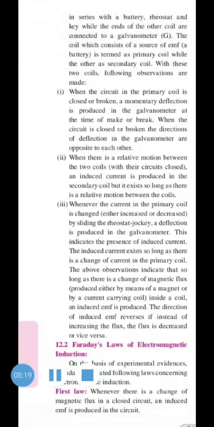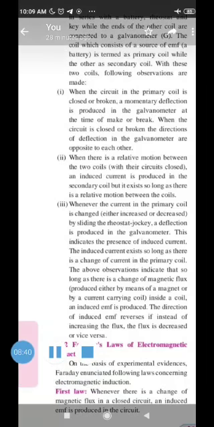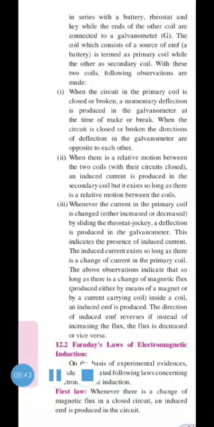Therefore the above observation results in this: so long as there is a change in magnetic flux inside the coil, an EMF is induced, and the produced EMF is called induced EMF. The direction of induced EMF reverses if, instead of increasing, the flux decreases, or vice versa. That means whenever there is a change in magnetic flux, an EMF is induced in the secondary coil.